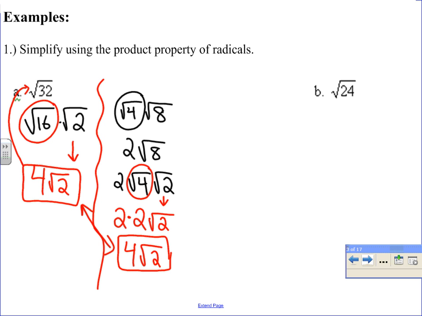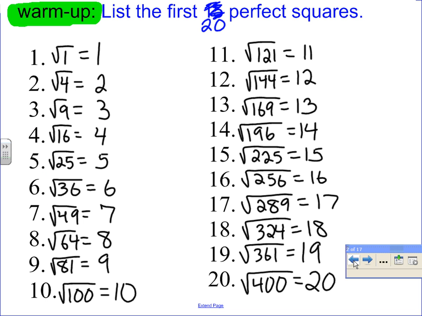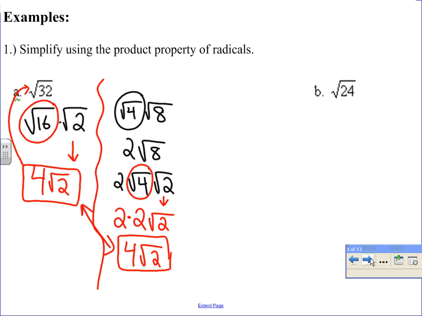Okay, let's go to another example. Letter B, square root of 24. So you ask yourself, what's the largest perfect square that goes into 24? So of course 1 goes into it. Let's go to 4. 4 is a perfect square, it goes into it. Let's make sure there's not a bigger one. 9 is a perfect square, but it does not go into 24. 16 is a perfect square, and I'm just going through this list. 16 is a perfect square, but it does not go into 24. So we know that 4 is the largest perfect square that divides evenly into 24.